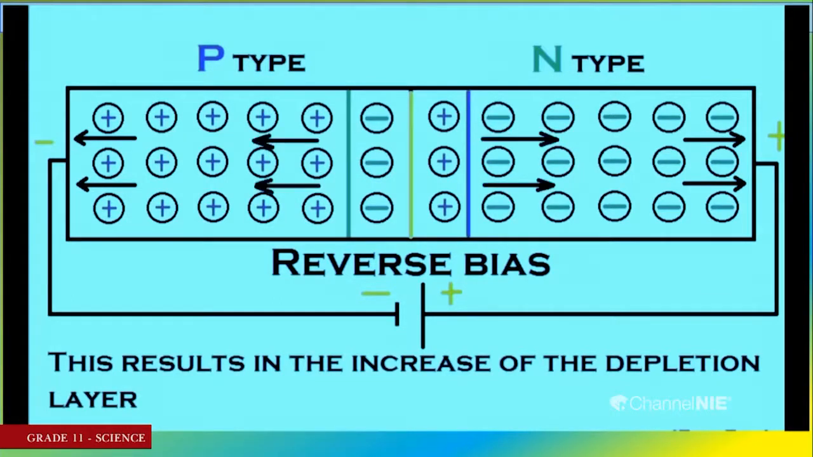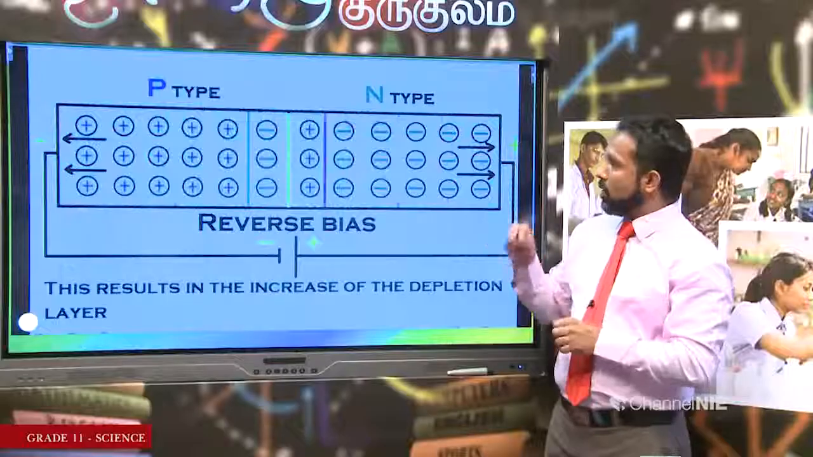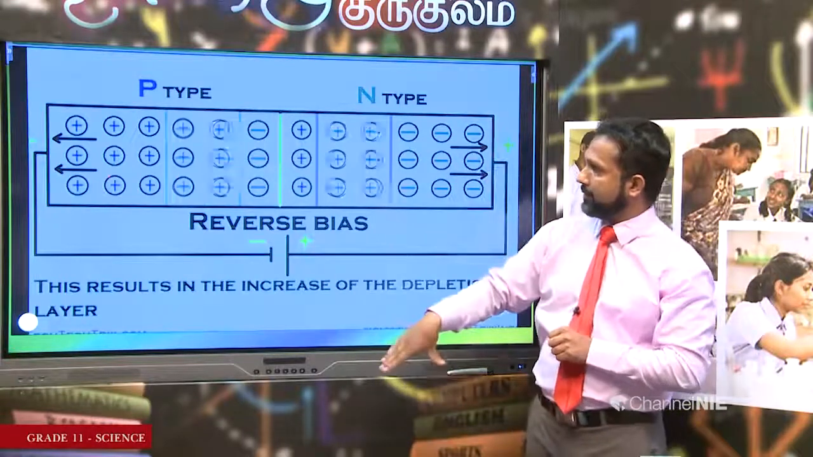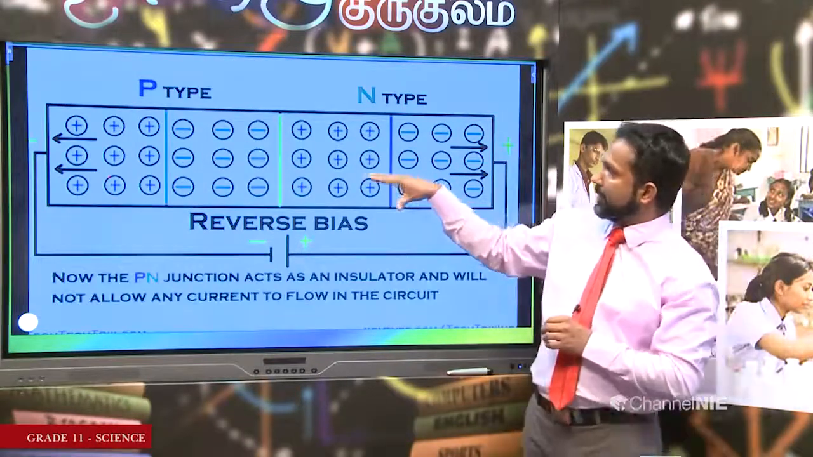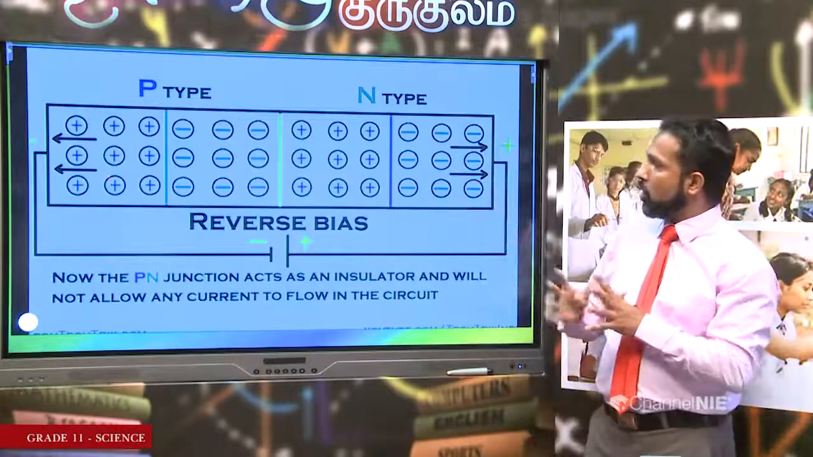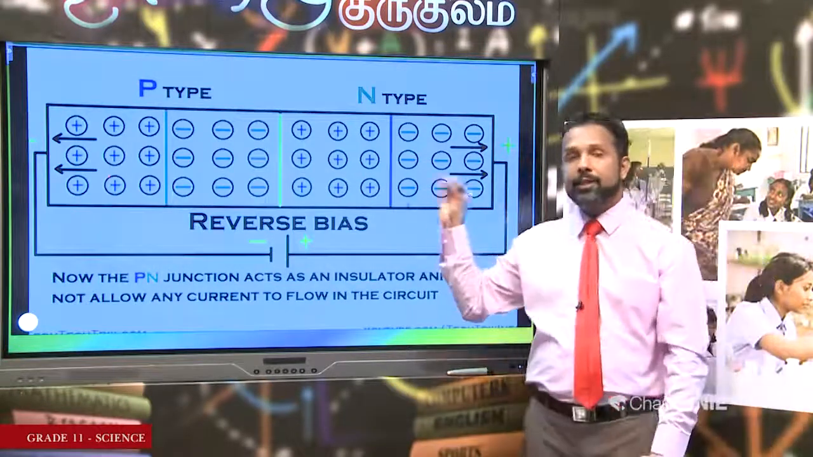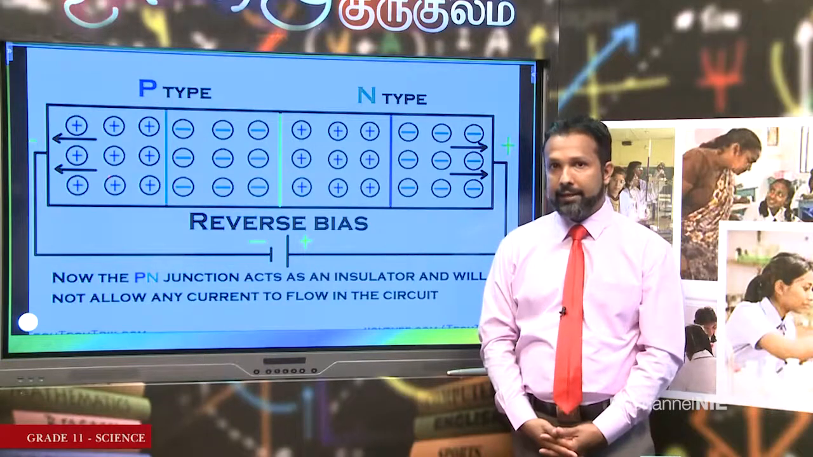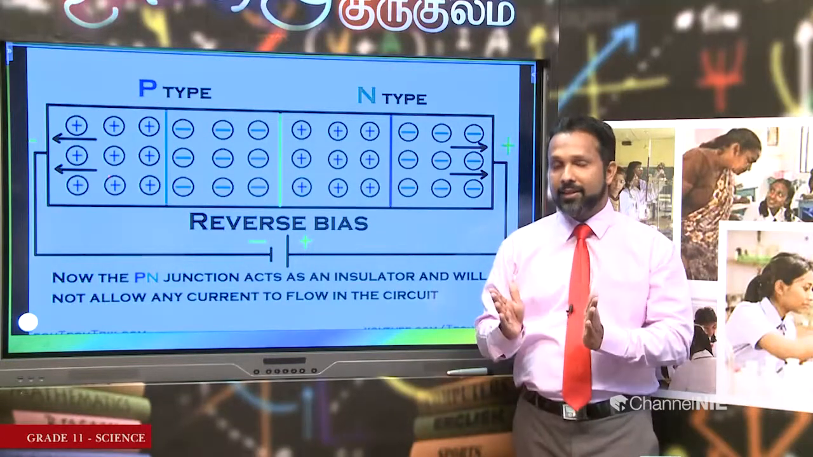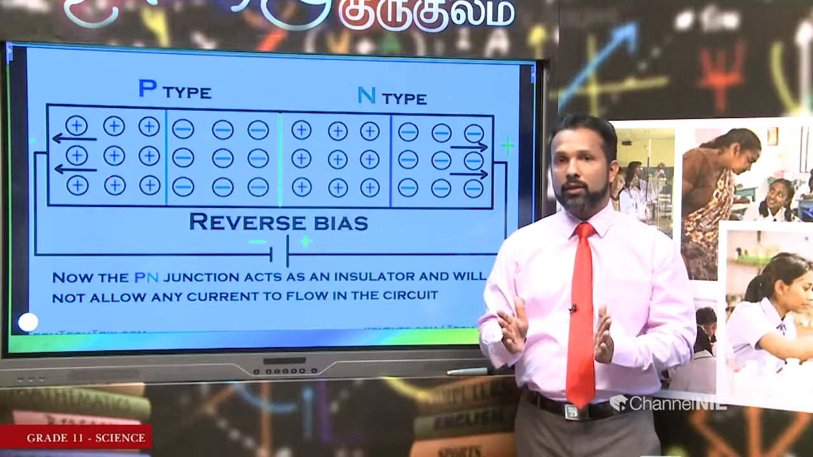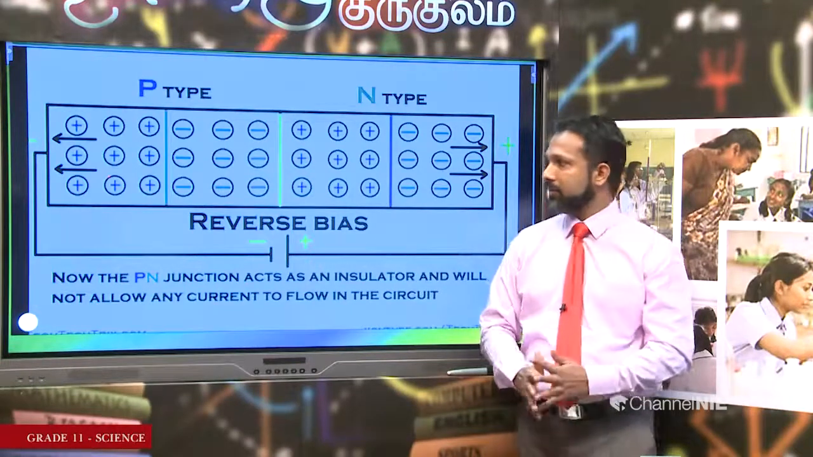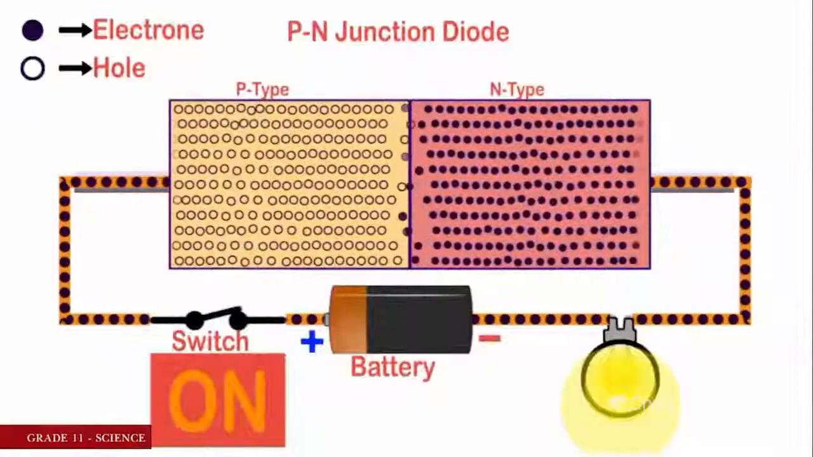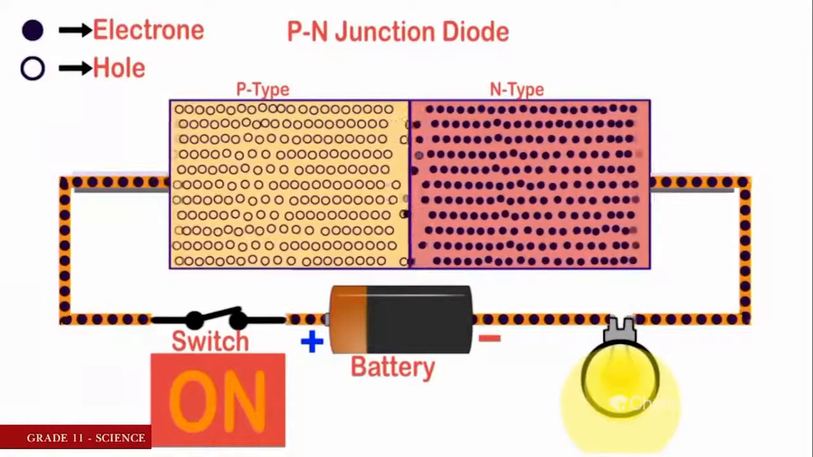When the depletion layer broadens, no flow of charges takes place between the p side and the n side. Right, you can see that the depletion layer broadens and no flow of charges takes place. This condition is called reverse biasing of the p-n junction. In that case, current or electricity does not flow through the p-n junction. Right. Let's move to another video to understand the forward biasing of the p-n junction.